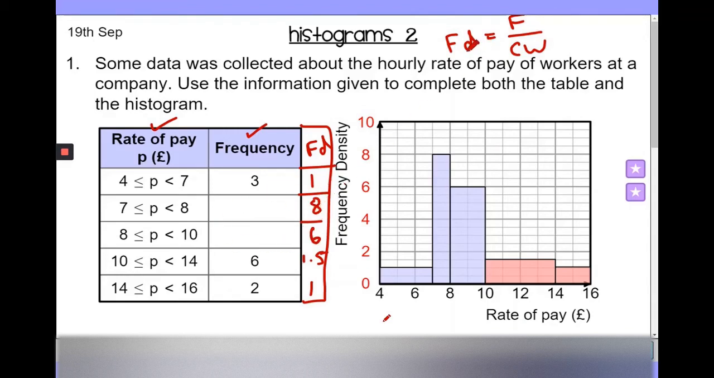Now you just use the formula. Frequency density is 8, class width is 1, so 8 times 1 is 8. And in this case frequency density is 6, and class width is 2. 6 times 2 is 12.